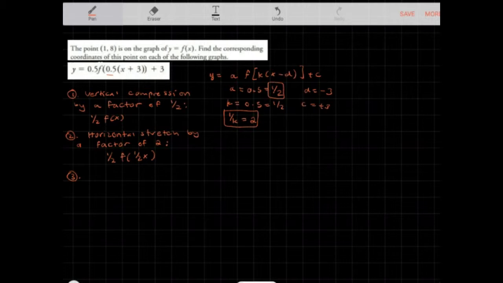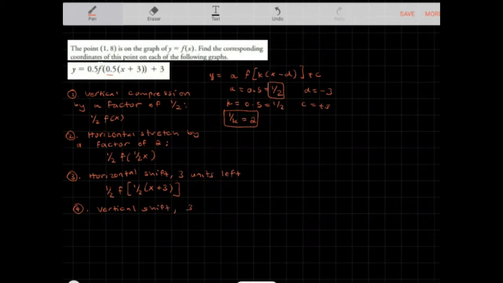In the third transformation, we have a horizontal shift 3 units left. So how we'd write that: 1/2 f(1/2 x + 3). We can see that we're building the function piece by piece by its component transformations. In the fourth transformation, we have a vertical shift 3 units up, so the way we would write this is 1/2 f(1/2 x + 3) + 3.